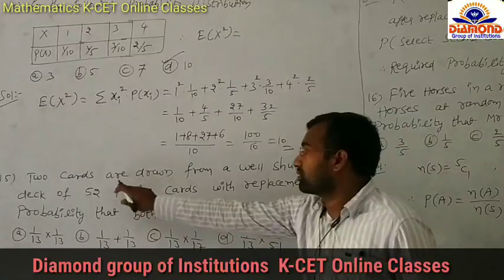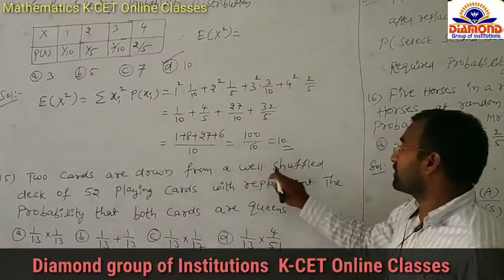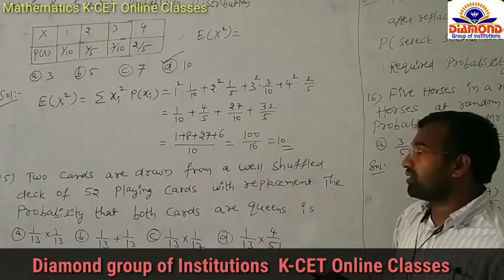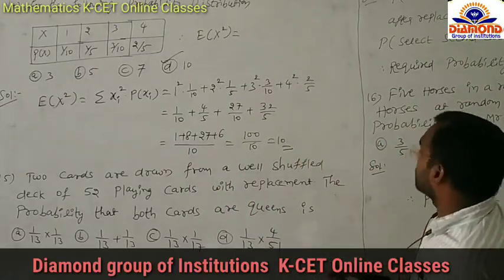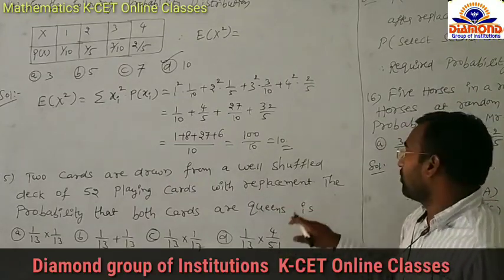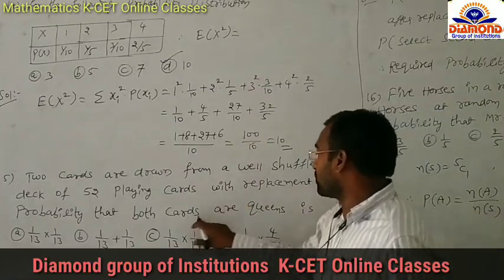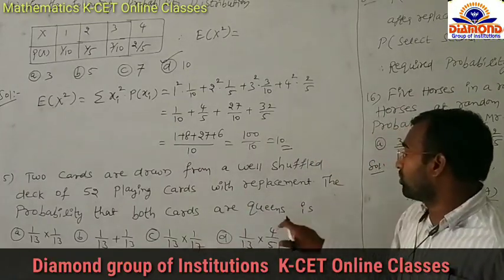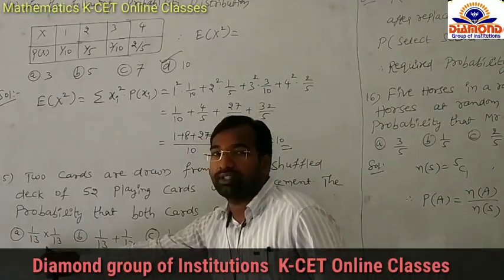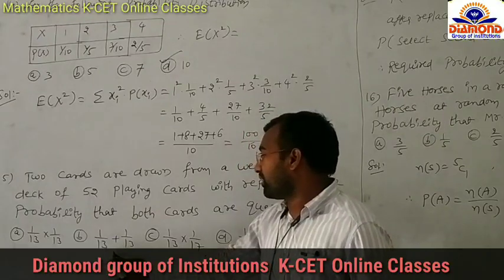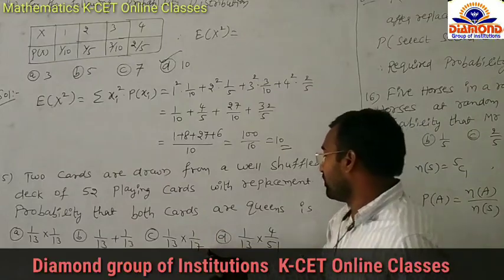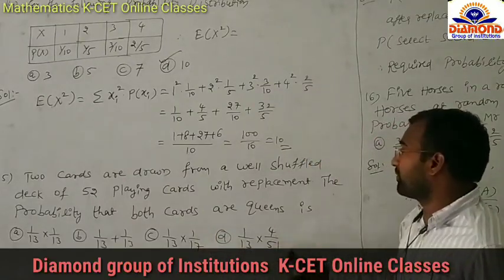Two cards are drawn from a well-shuffled deck of 52 playing cards. From the pack of cards, drawing only 2 cards, with replacement; here replacement is allowed. So the probability that both cards are queens. Option A 1 by 13 into 1 by 13. Option B 1 by 13 plus 1 by 13. Option C 1 by 13 into 1 by 17. Option D 1 by 13 into 4 by 51.